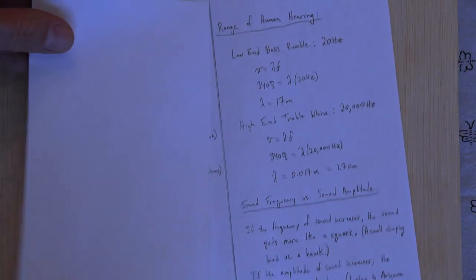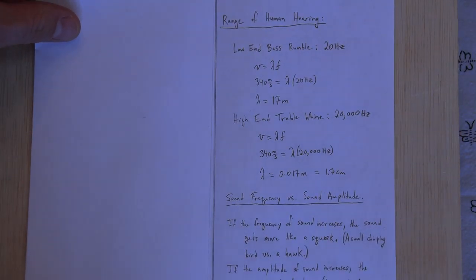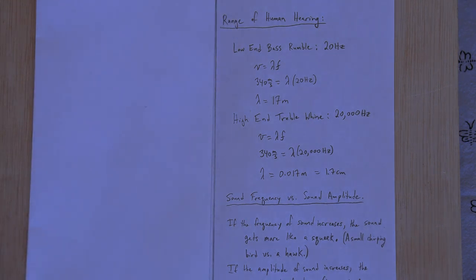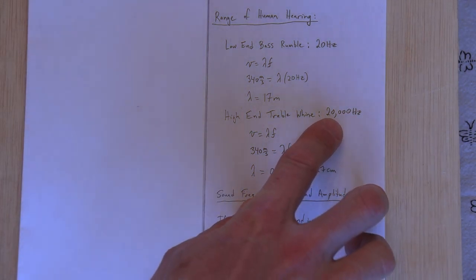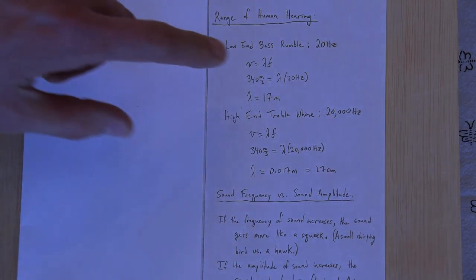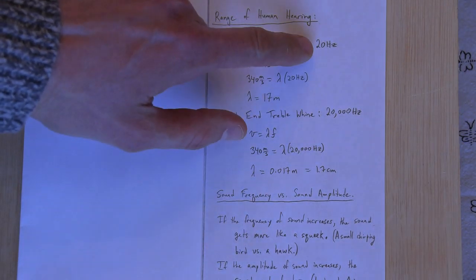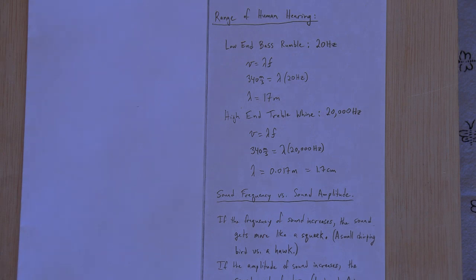Okay, so some other things that I want to mention. Range of human hearing. You may have heard of a thing called a dog whistle. A dog whistle, you blow this whistle and you don't hear anything. It's silent. But if you have a dog, your dog's ears perk up. Okay, so the dog can hear the whistle, but you can't, because we can't hear above a certain frequency. Human ears can hear somewhere between about 20 hertz and 20,000 hertz.